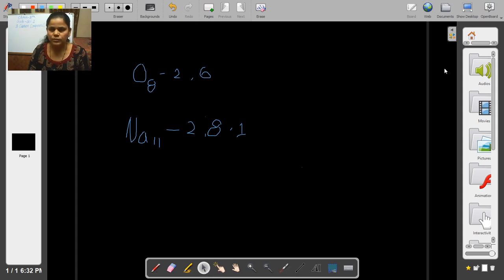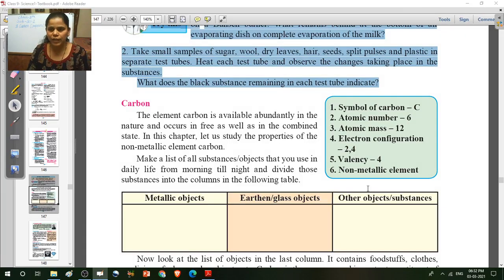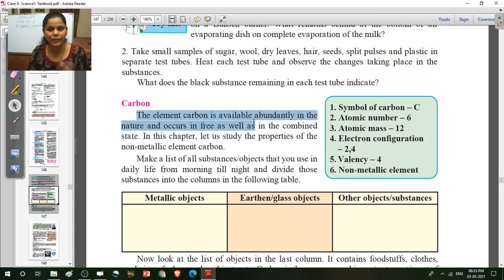So the valency of the carbon atom is 4. And carbon shows non-metallic properties. There are some metallic elements and non-metallic elements in our periodic table, and from there carbon shows the non-metallic property. Clear? So move ahead. The element carbon is available abundantly in nature and occurs in a free state as well as in a combined state. Combined state means in the form of a compound.